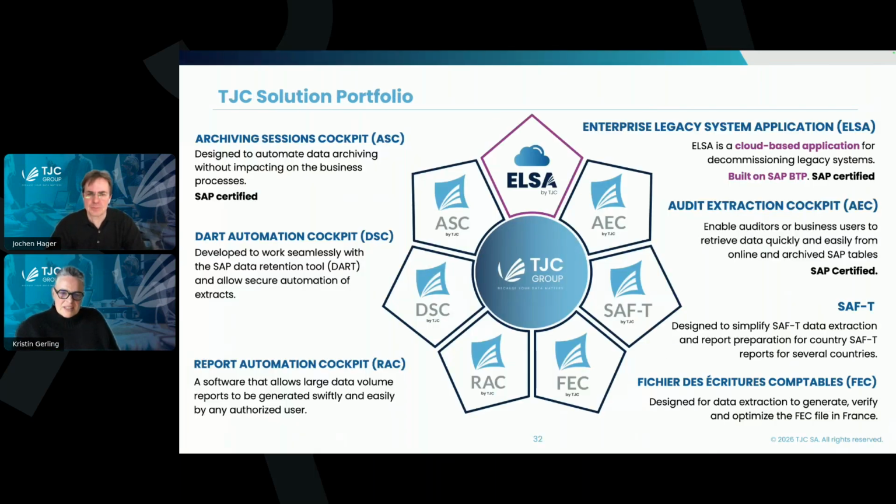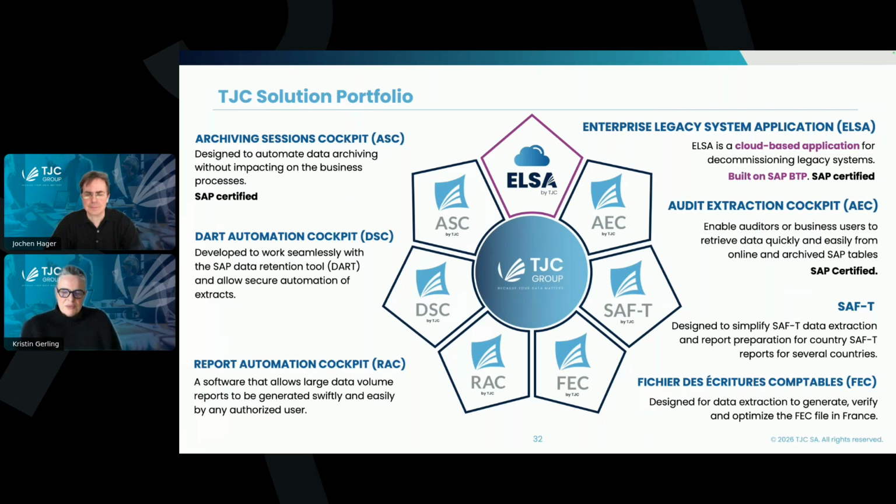Here you see the software components. We talked today in this presentation a lot about the one in purple at the top, ELSA, but for data volume management, we also have an archive session cockpit, which automates archiving jobs and running them in a more managed and automated approach. Same goes for DART. We have a DART automation cockpit, a report automation cockpit that is for automatically generating large numbers of static reports or print lists.